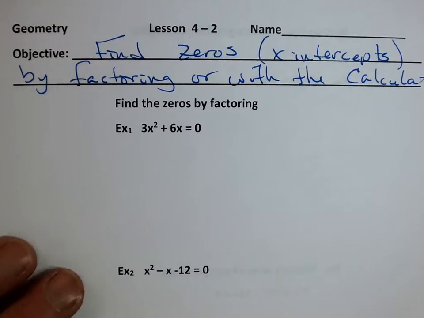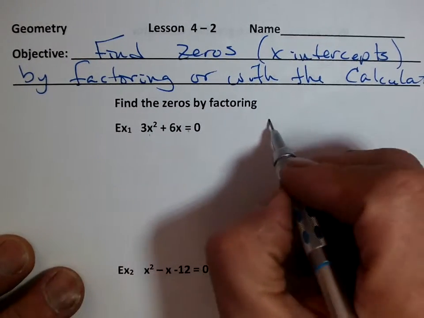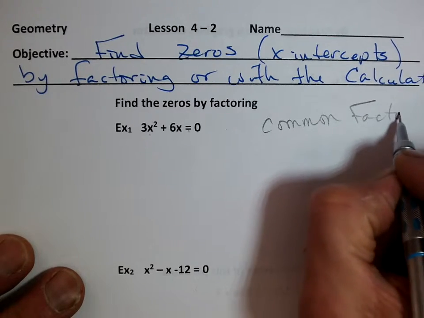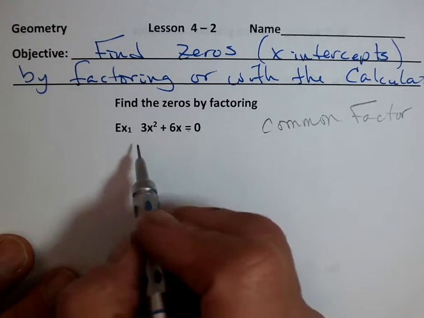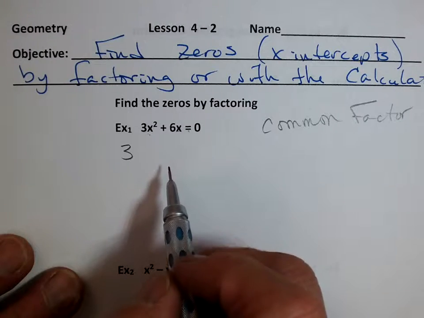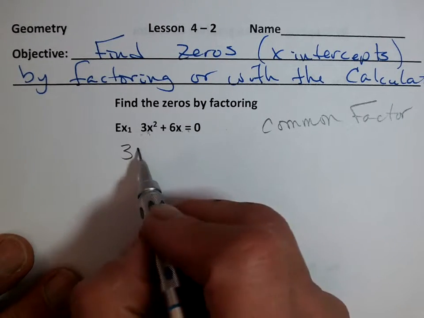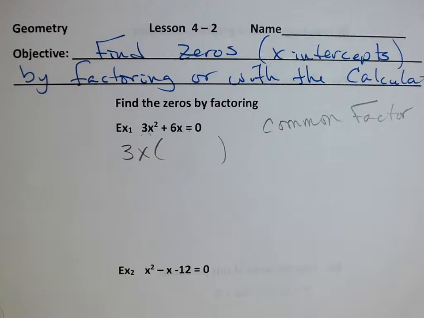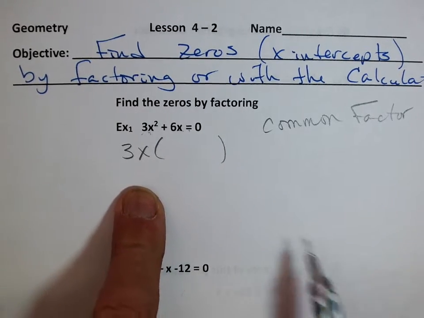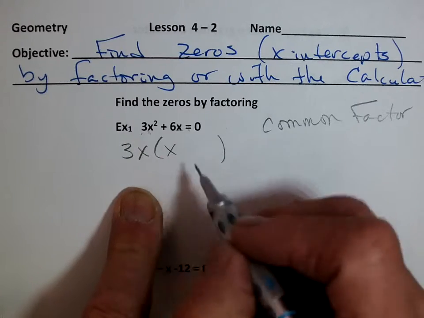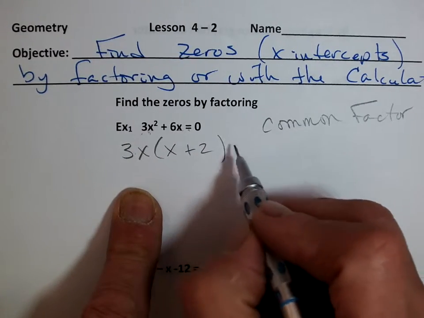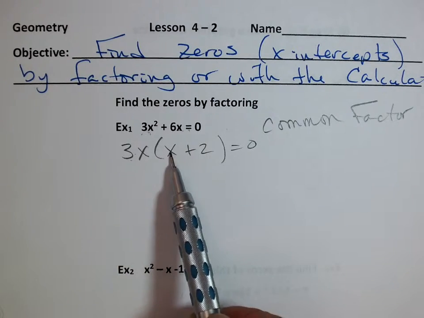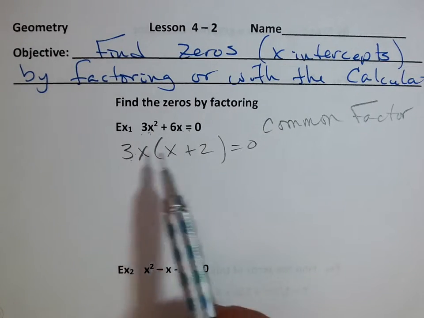Okay. Let's see. I'm going to common factor because I notice that they both have a multiple of 3 in common and they both have an x in common. So a common factor out of 3x. When I common factor out 3x, I'd be left with an x plus 2. And of course I can check that because I know that 3x times x is 3x squared and 3x times 2 is 6x.